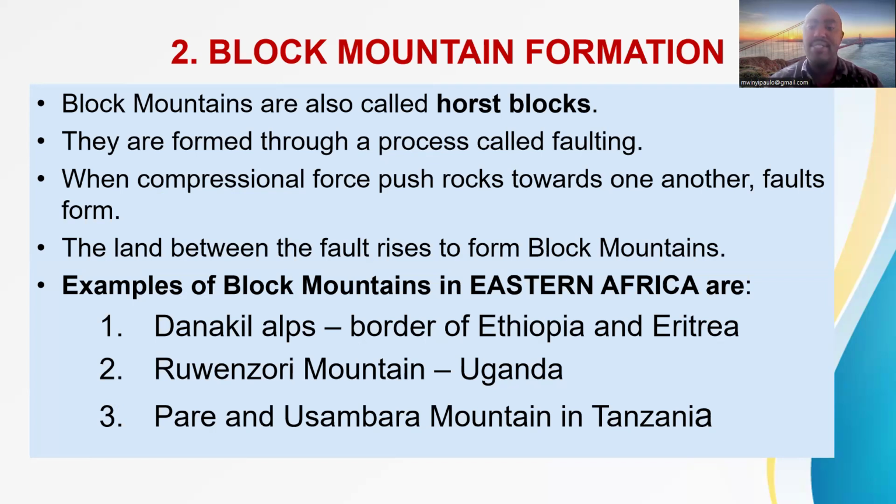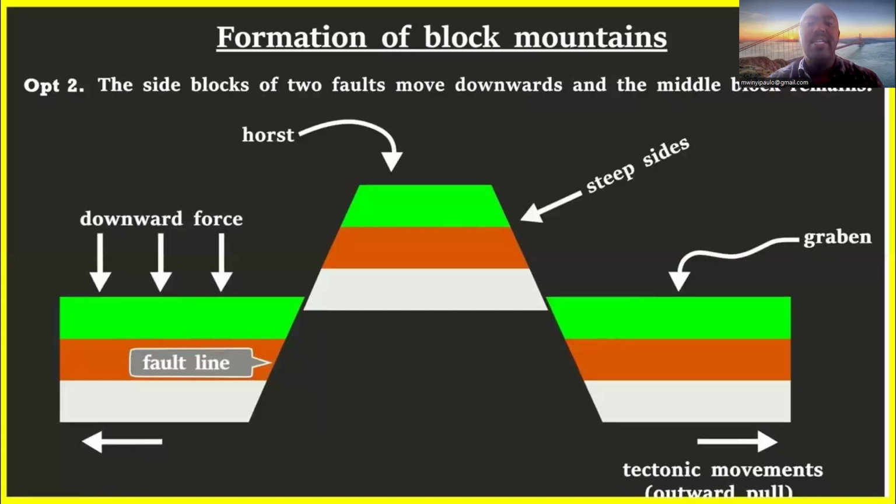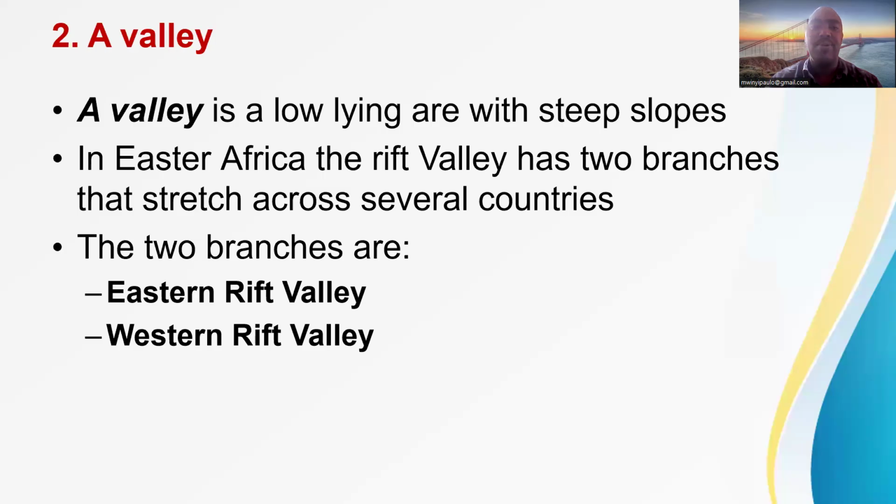Examples of block mountains in Eastern Africa include the Danakil Alps, on the border of Ethiopia and Eritrea. Then the Ruwenzori Mountains, found in Uganda. Then the Pare and Usambara Mountains, found in Tanzania. On your screen, you can see a diagram showing the formation of a block or horst mountain. Kindly have a look at it and understand how the whole process goes about.